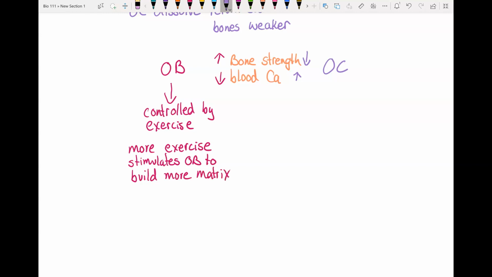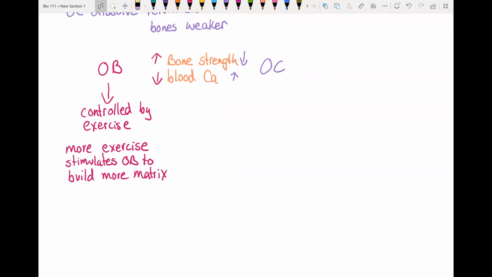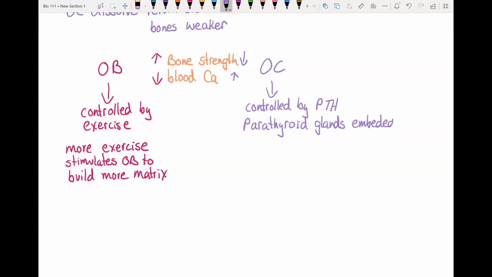Your osteoclasts are controlled by parathyroid hormone. And we can abbreviate parathyroid hormone, PTH. So you have in your neck your thyroid gland. A lot of people are already familiar with the thyroid gland. Embedded in the thyroid gland are the parathyroid glands.